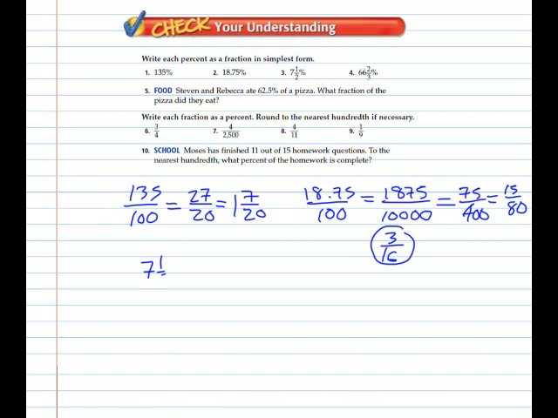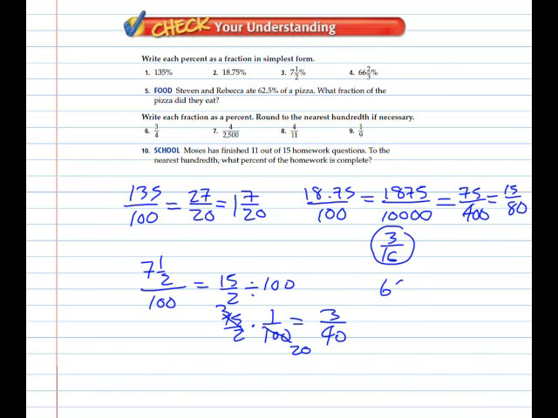7.5%, 7 1/2 over 100, becomes 15 over 2 divided by 100, which is 15 over 2 times the reciprocal. When we simplify that, we divide by 20 here and 20 here, and we get 3 here. Multiply numerator times numerator, denominator times denominator. That's where we get 3 over 40.